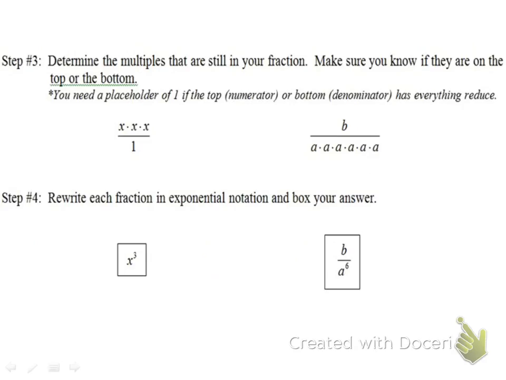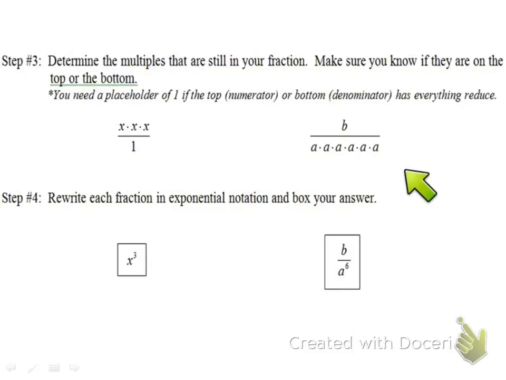All right. Check out step number 3. We're just going to rewrite what we have left. So all the x's turned into 1s. And remember, multiplying by a 1 is not really changing anything. So we're just left with 3 x's. And on the bottom, there's just a 1 as a placeholder. Same thing on the other one. We have just a b left on the top, and then we have 6 a's in the bottom.